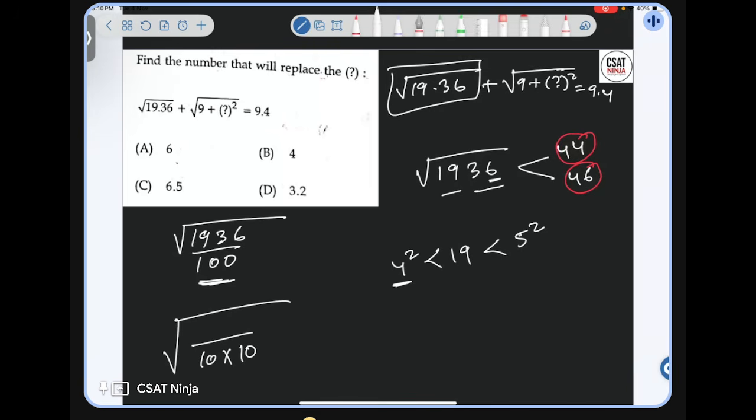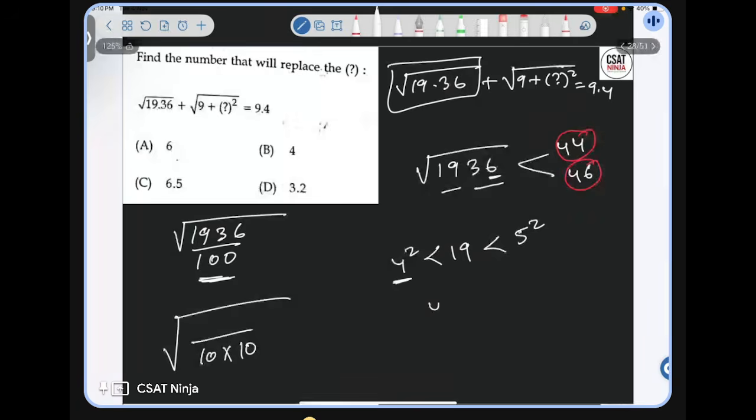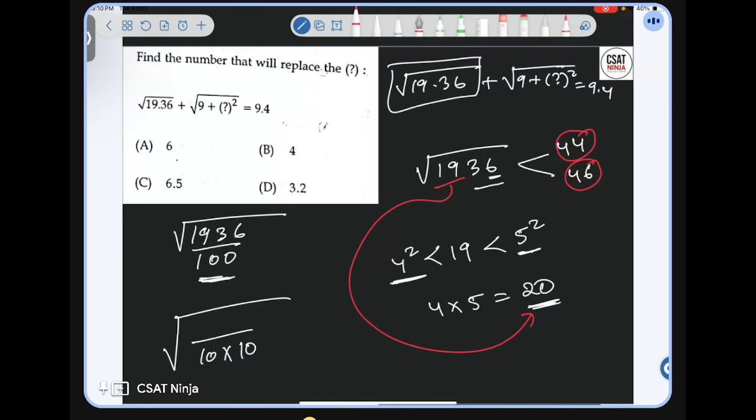But we don't know which. In order to decide that, we multiply this number and this number. 4 fives are 20. We compare these two numbers: this number here, 19, and this one. Since 19 is smaller, I will go for the smaller number. So the square root of 1936 is nothing but 44.